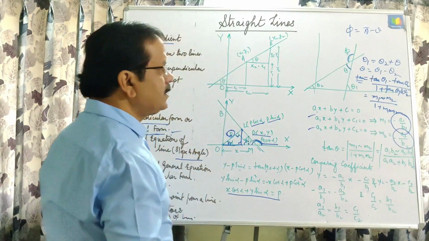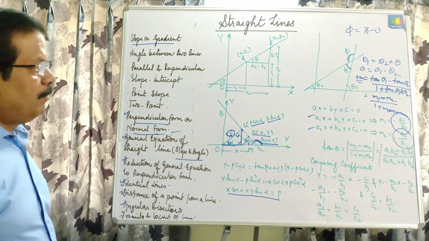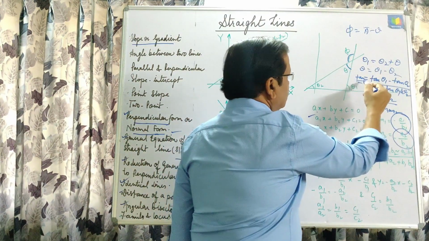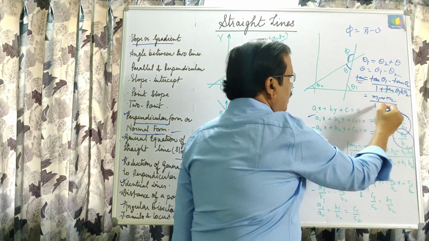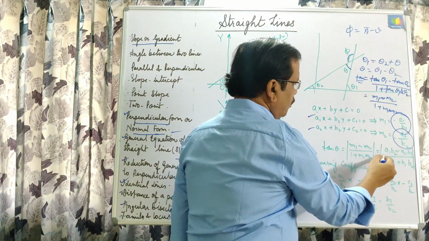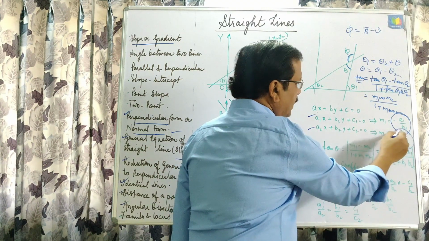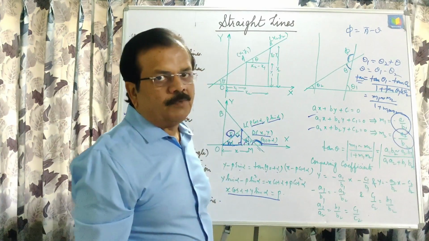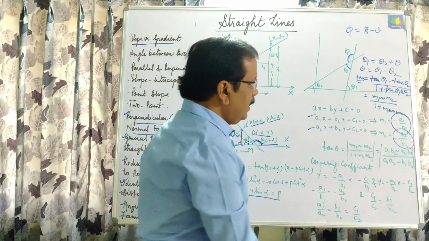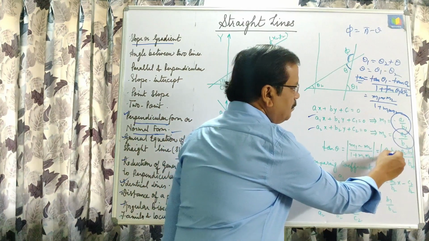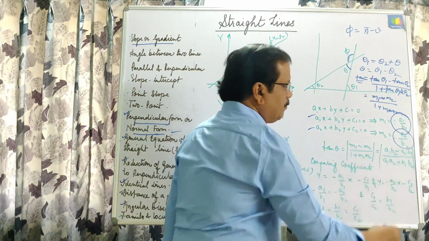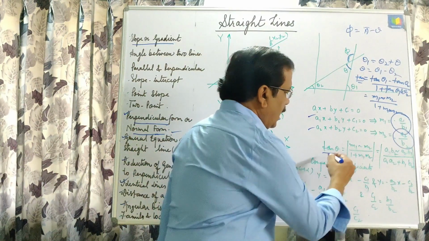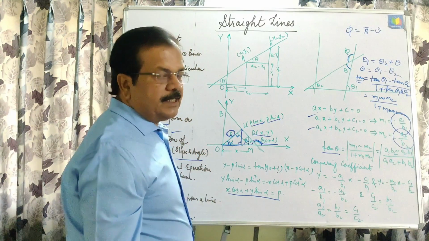Now substituting -a1/b1 and -a2/b2 into the given equation, tan theta = (m1 - m2)/(1 + m1m2), and taking the LCM, b1b2 in the denominator of the numerator and denominator will cancel, and ultimately we will get (a1b2 - a2b1)/(a1a2 + b1b2). This is the angle between these lines.